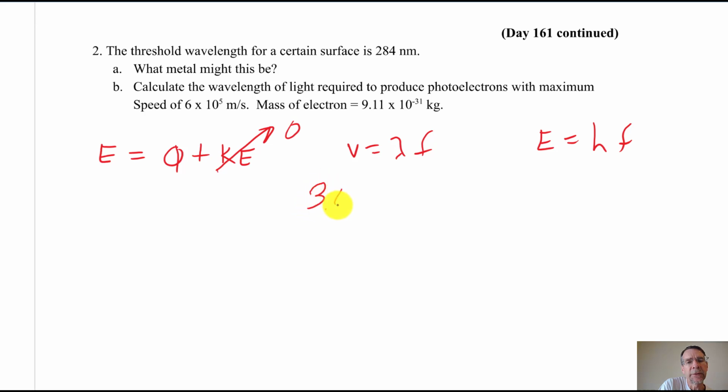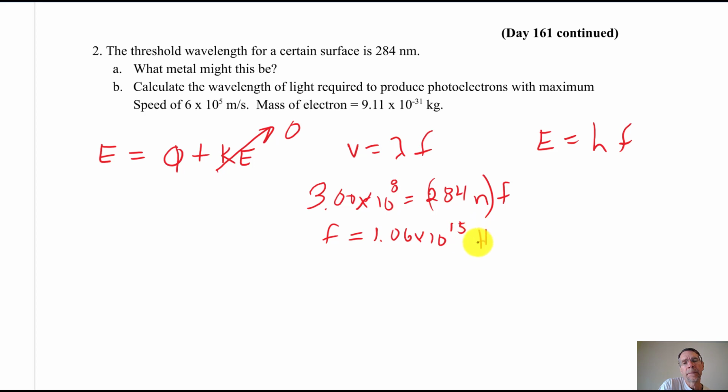The speed of a photon is always 3.00 times 10 to the 8th equals 284 nano. Nano is 10 to the negative 9th. I'm just putting the n in there to remind me of that, and the times f. So f is the frequency. If I do the math there, that comes out to be the frequency of these photons, in this case for the threshold, is 1.06 times 10 to the 15th hertz. These are the threshold photons.